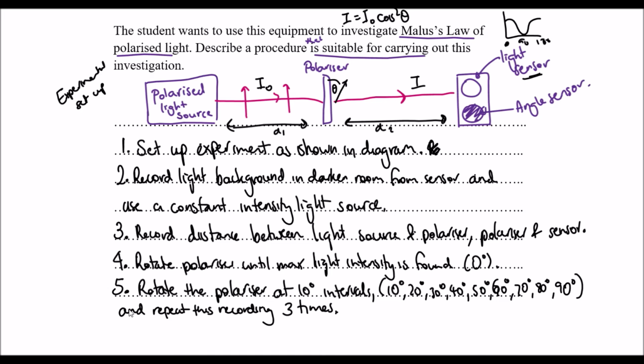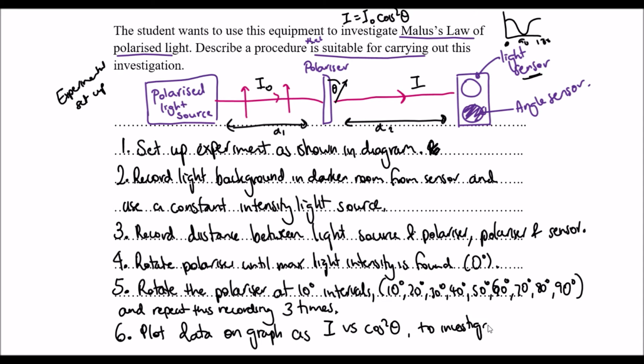Calculate intervals, repeat this recording 3 times. Plot data on a graph as I, the intensity of light we witness, versus cos squared theta, to investigate if Malus's law has been modeled.